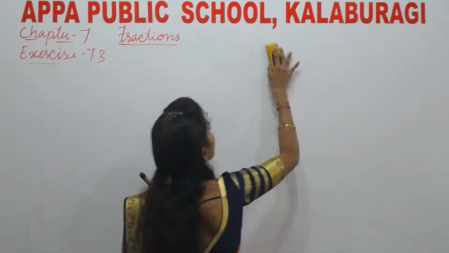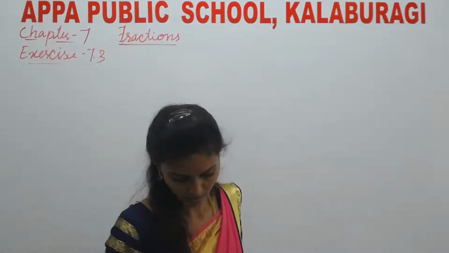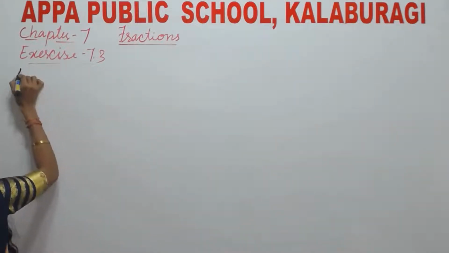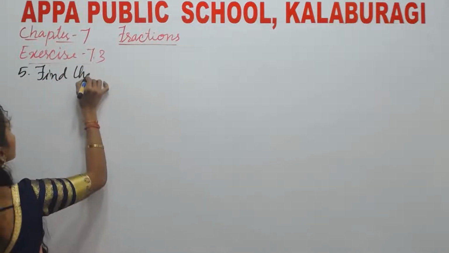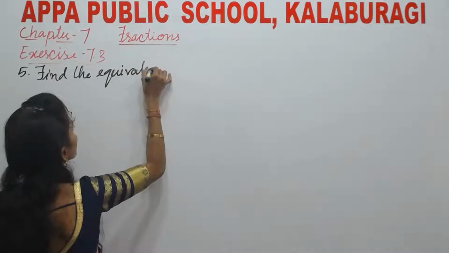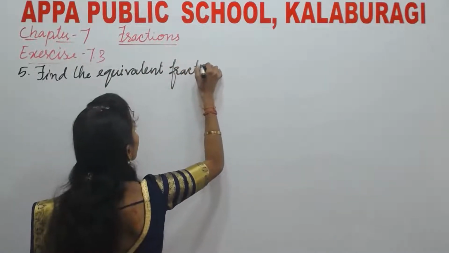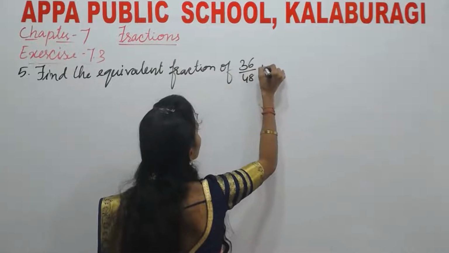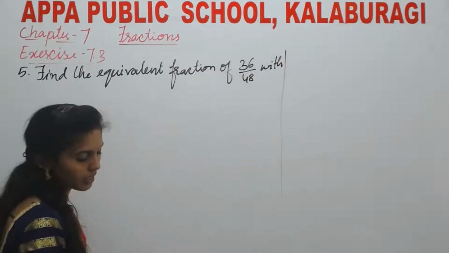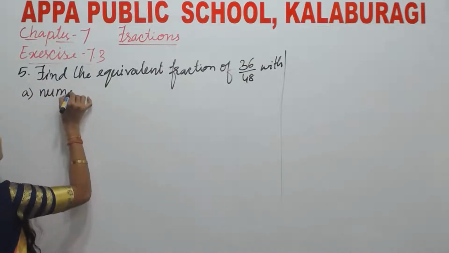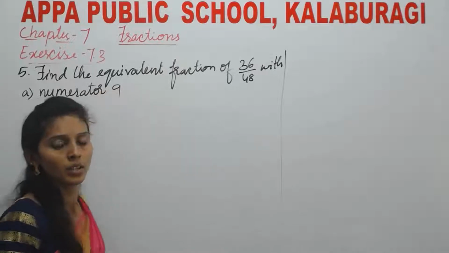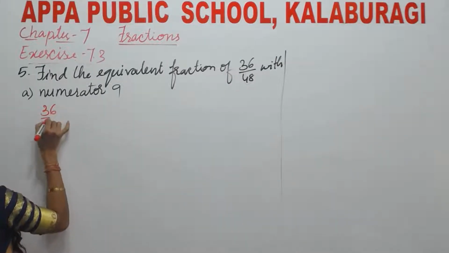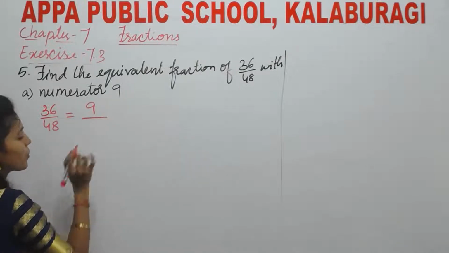Come on. Fifth one. Find the equivalent fraction of 36 by 48 with numerator 9. Okay? Come on. Same thing. 36 by 48 is given. Numerator should be 9, and we need the denominator.